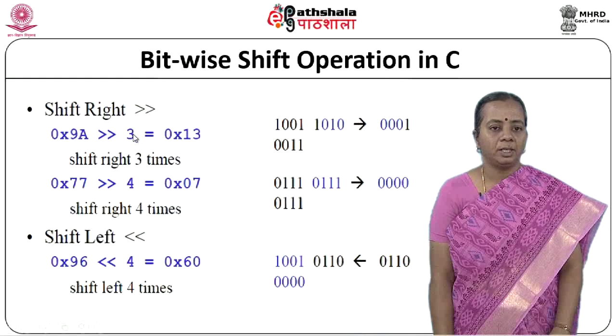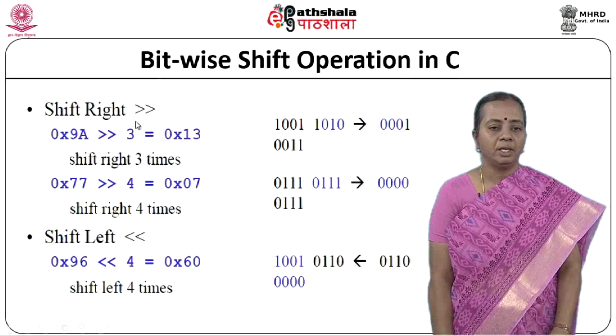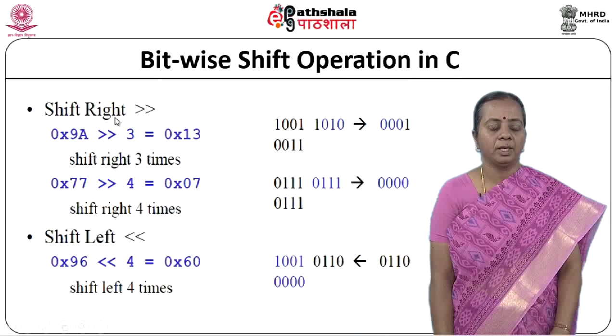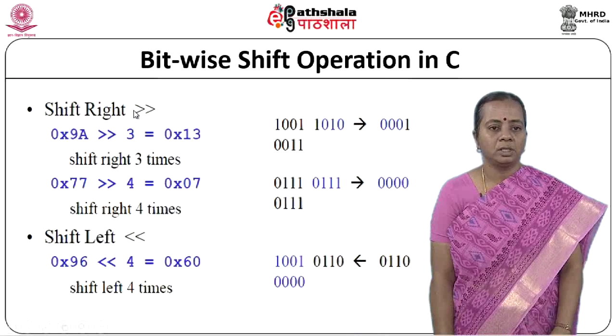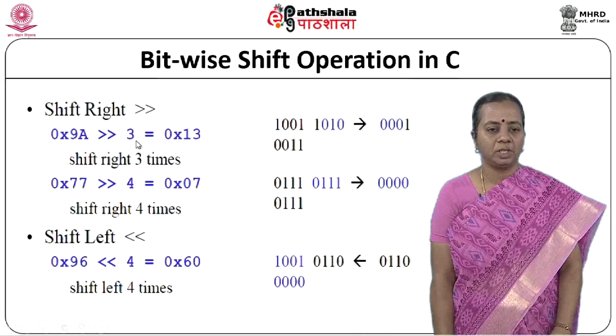But when you are looking at embedded C, there are some things which are very special and will not be available in normal C. Just see the shift right, which is done through these two greater-than symbols. If I write 0x9a, the shift right symbol along with 3, then this data gets shifted right by 3 positions. That is what it was trying to say.